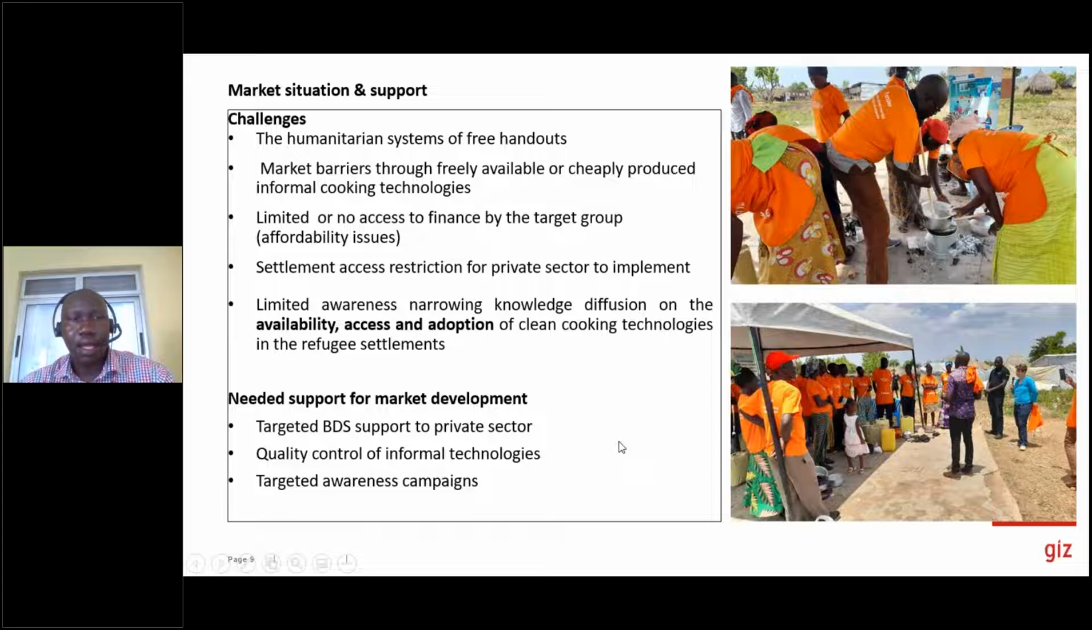Generally we need targeted business development support for private sector, and the quality issues have to be taken, as well as for access to improve well on the areas of accessibility as well as adoption. Awareness campaigns, targeted awareness campaign must be taken into consideration. Thank you very much. Over to you, Ranisa.